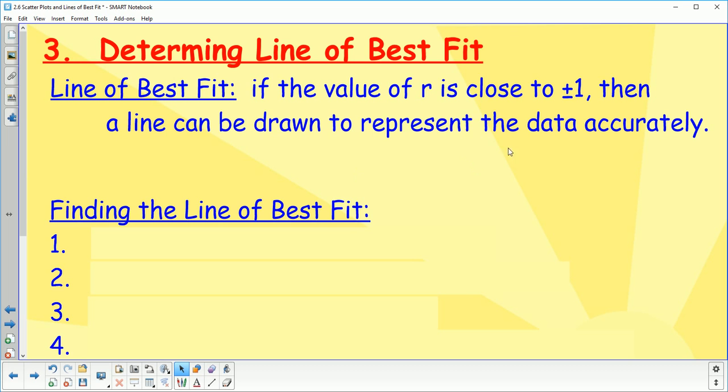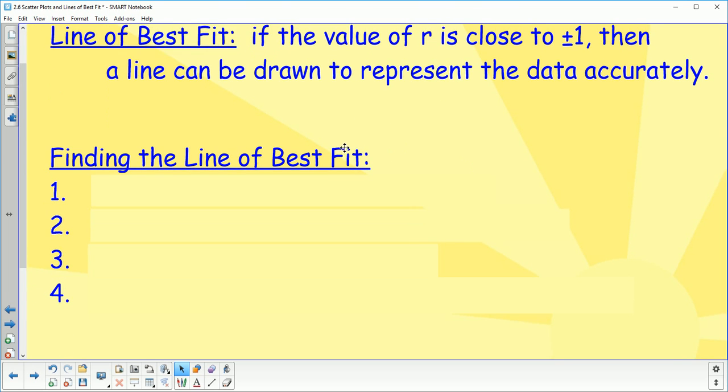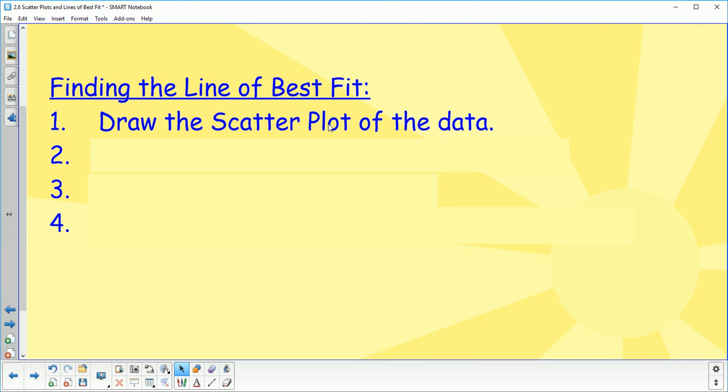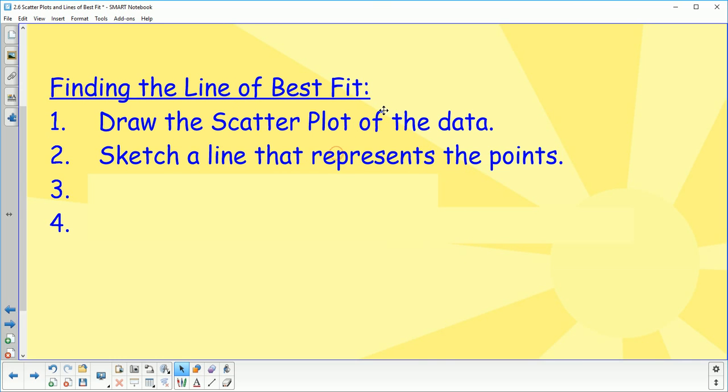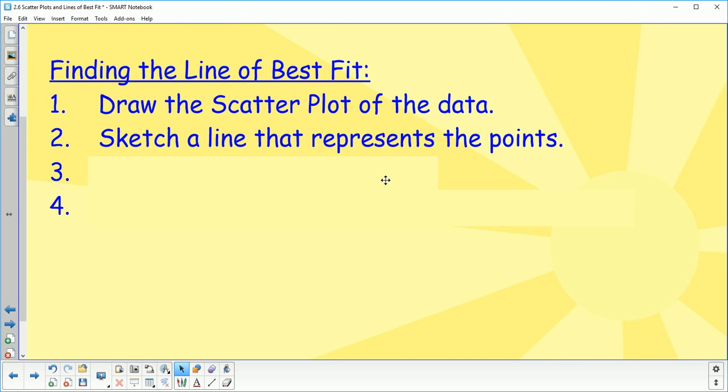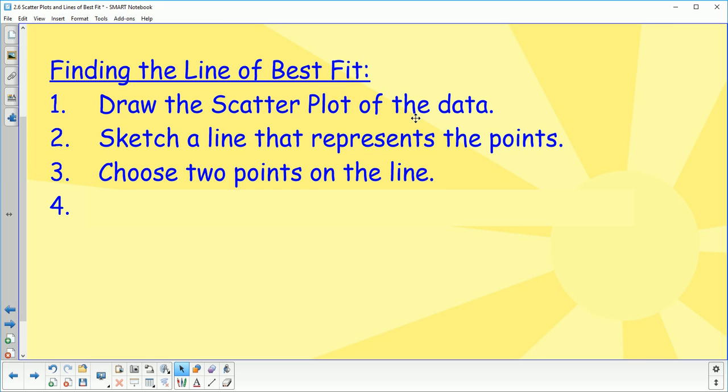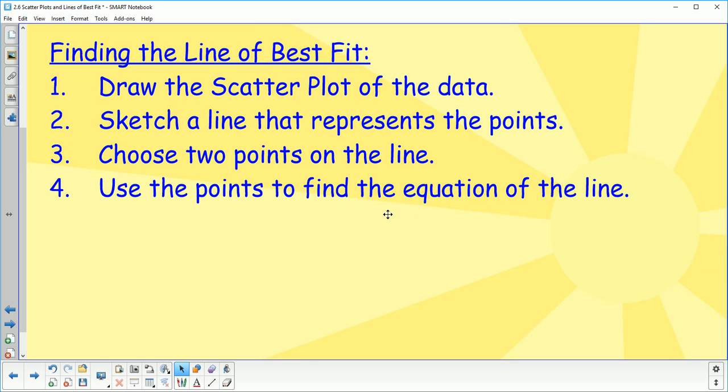But to find our line of best fit when r is close to plus or minus 1, we're going to start by just drawing the scatter plot like we did. We're going to draw a line that represents those points closely, and then we're going to pick 2 points. Now, big thing here is those 2 points don't have to be 2 of our data set points. They just have to be 2 points on the line. So they could be points that are not from the data set. And then finally, we're going to use those 2 points to find the equation of the line.